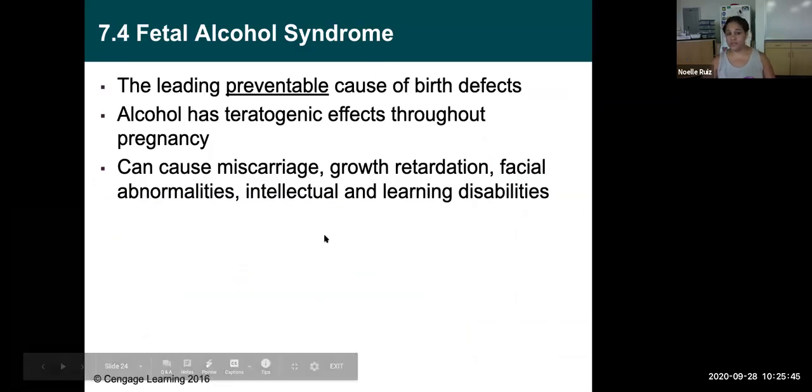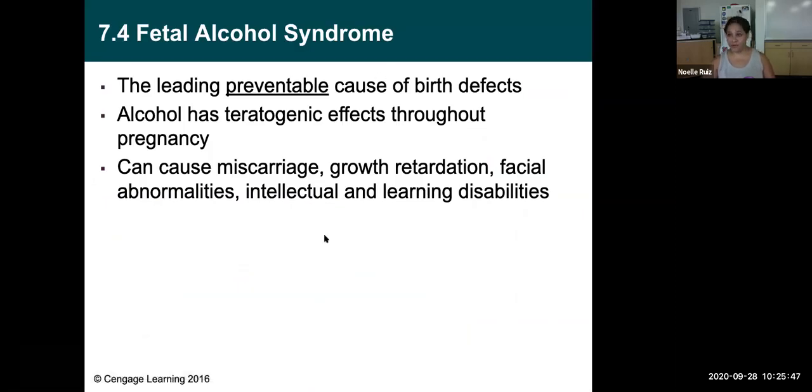Fetal alcohol syndrome is the leading preventable cause of birth defects. Meaning it's completely preventable. If the mother stops drinking, it won't happen. Alcohol has teratogenic effects throughout pregnancy, can cause miscarriage, growth retardation, facial abnormalities, intellectual and learning disabilities.